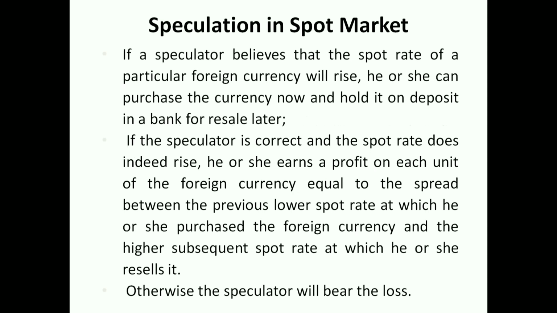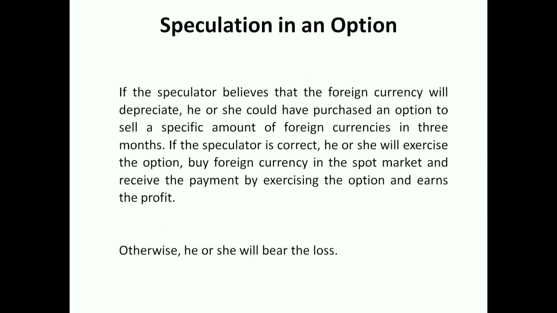So in a spot market, if a speculator believes that the spot rate of a particular foreign currency will rise, he or she can purchase the currency now and hold it on deposit in a bank for resale later. If the speculator is correct, the spot rate does indeed rise. He or she earns a profit on each unit of the foreign currency equal to the spread between the previous lower spot rate at which he or she purchased the foreign currency and the higher subsequent spot rate at which he or she resells it. So the difference of this is the gain for the speculator if he anticipates correctly. Otherwise, he may bear the losses.